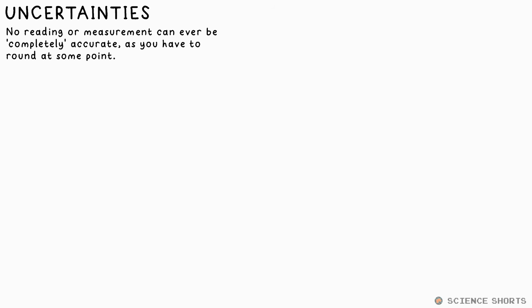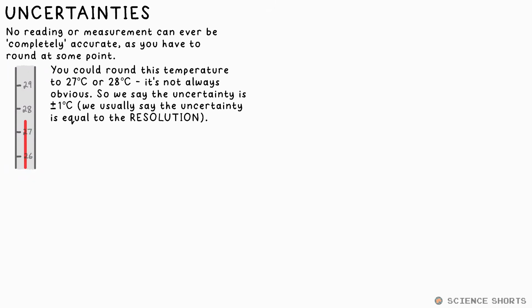Uncertainty is the idea that even if you avoid parallax error, zero error, etc., no measurement will ever be completely accurate because there's always a bit of rounding involved in every one you make. For example, using a thermometer with a 1 degree Celsius resolution will require you to decide if the liquid is closer to, say, 27 or 28 degrees.